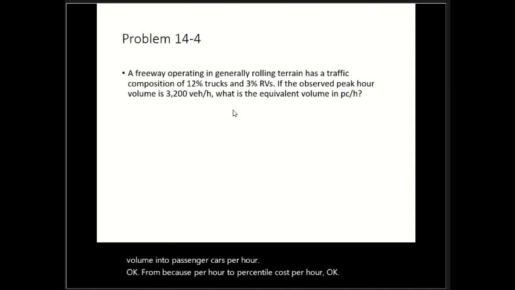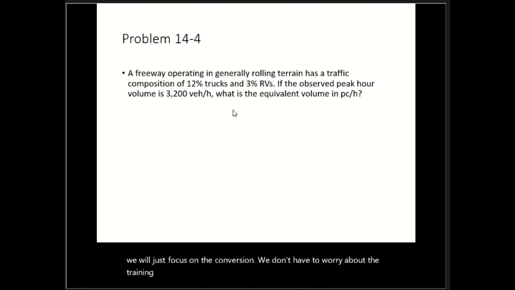It's rolling terrain. They already looked at the gradient and the length, they already decided it is general terrain, and from general terrain it is rolling. So we will just focus on the conversion. We don't have to worry about the terrain conditions. So it's rolling terrain. We can convert vehicles to passenger cars in two ways. There are two methods to do it. First method is using the equivalency factor directly, the EHV value directly.